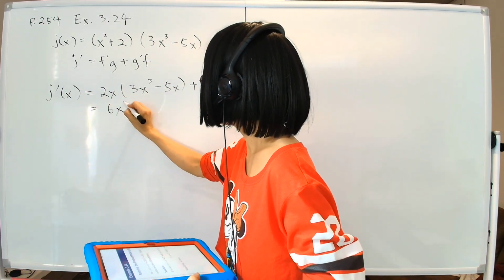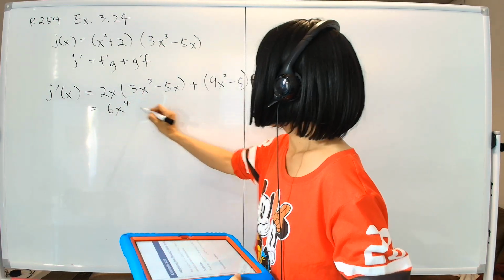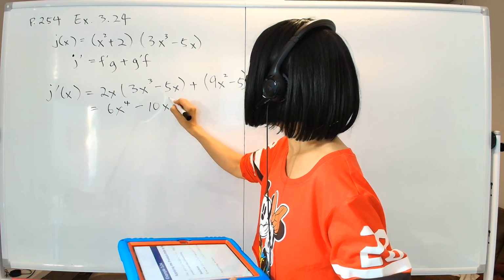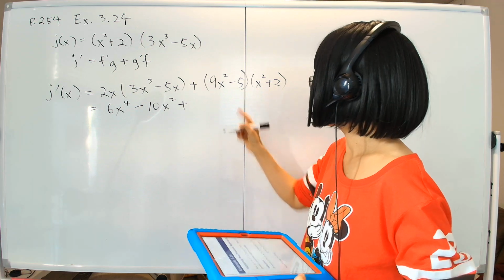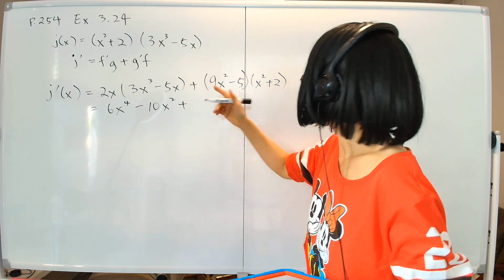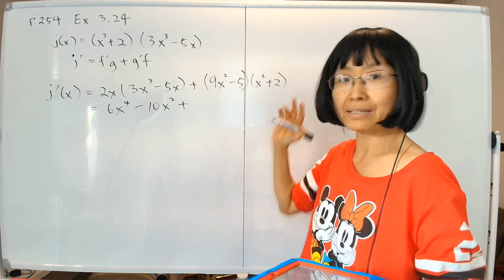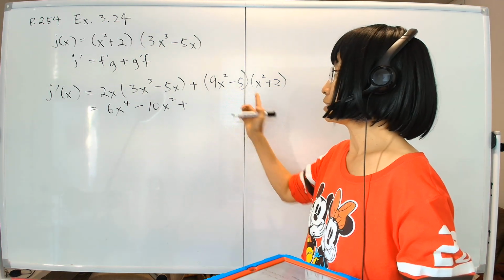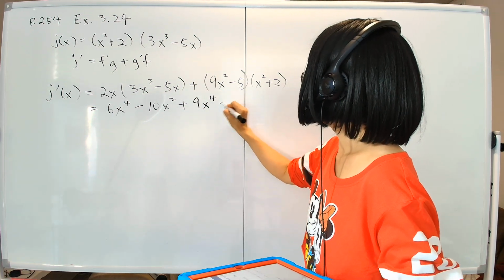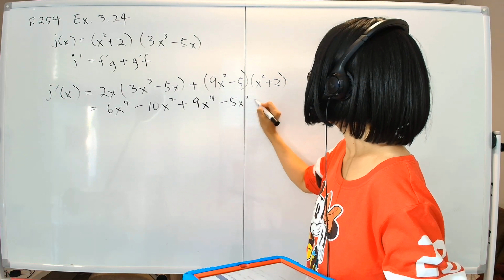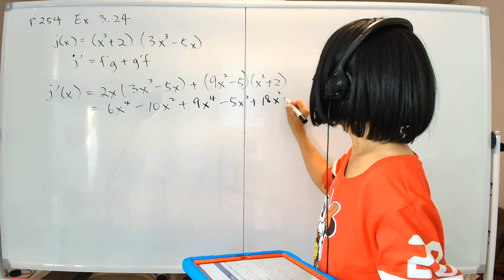That's 6x to the fourth. If you can't remember how to do any of this, please look it up. Minus 10x squared plus, and this takes even longer, times this. Each item in this group has to multiply by each item in the other group, but not within this group. So we have 9x to the power 4 minus 5x squared plus 18x squared minus 10.